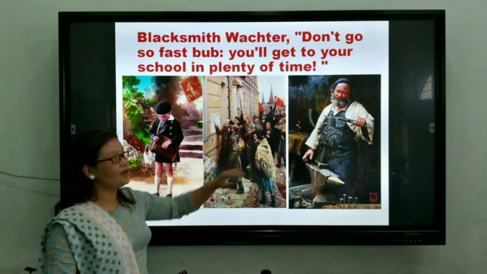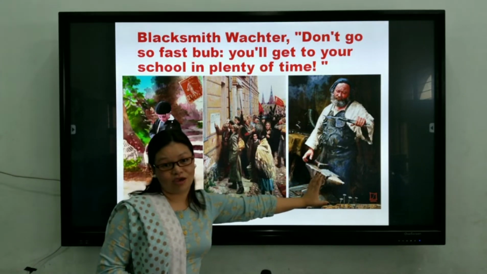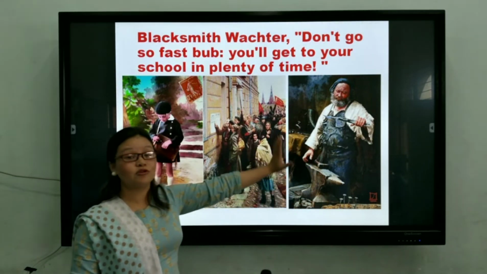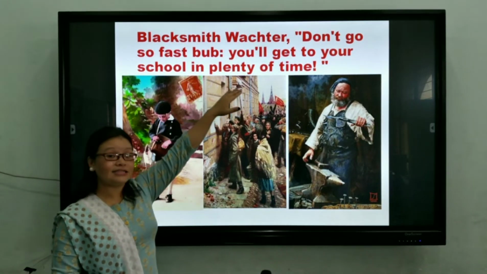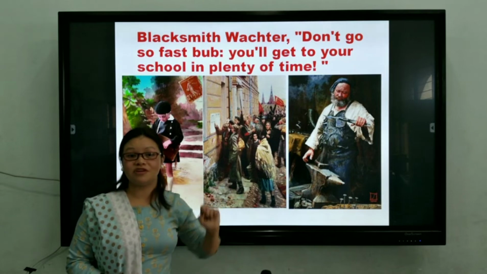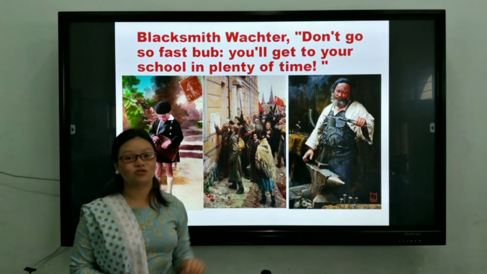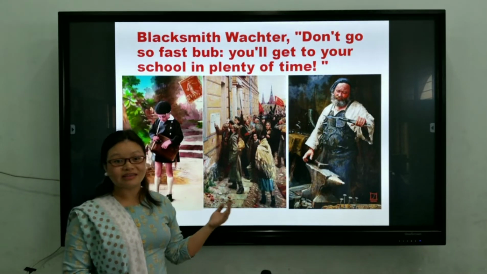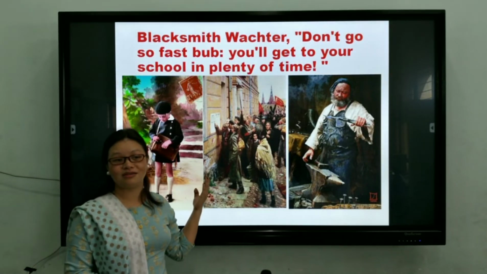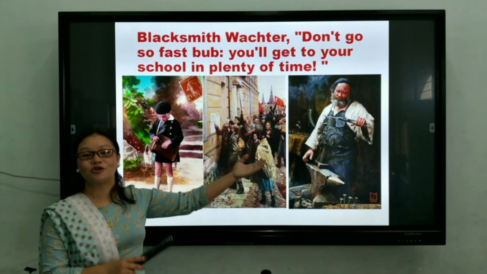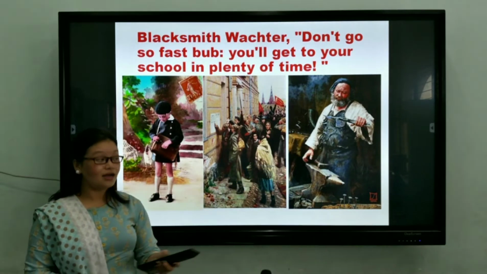Seeing this boy, a man that you see in the image, a blacksmith, whose name is also mentioned in the chapter, Wachter, says, boy, don't run so fast. You have lots of time to reach your school. Hearing this, the boy thought maybe he is just making fun of him. So he tells himself, no, I should not give heed to him. I have to run towards my school.